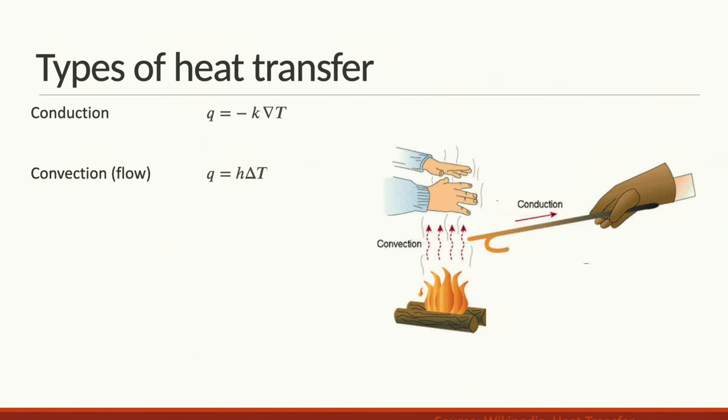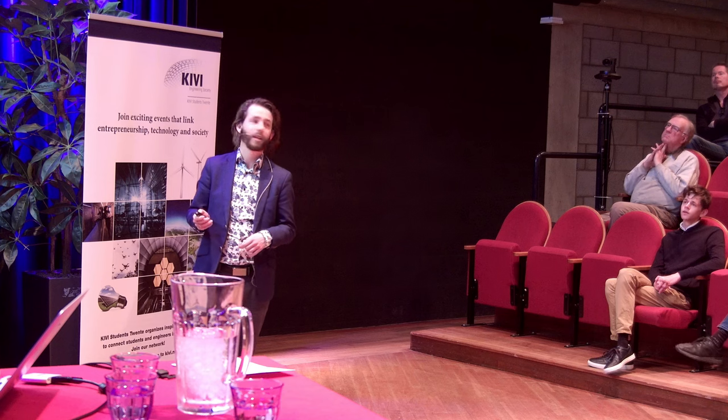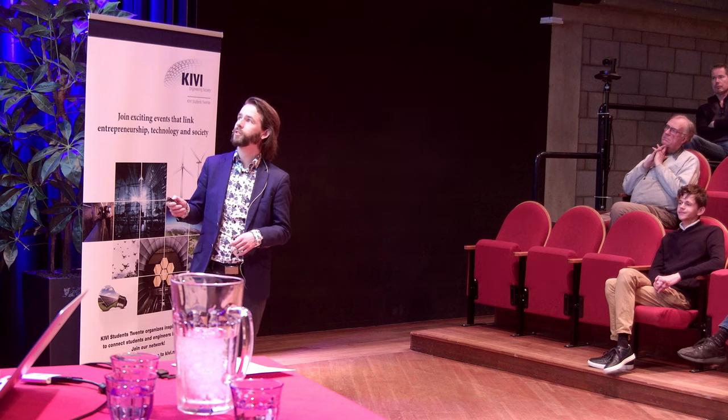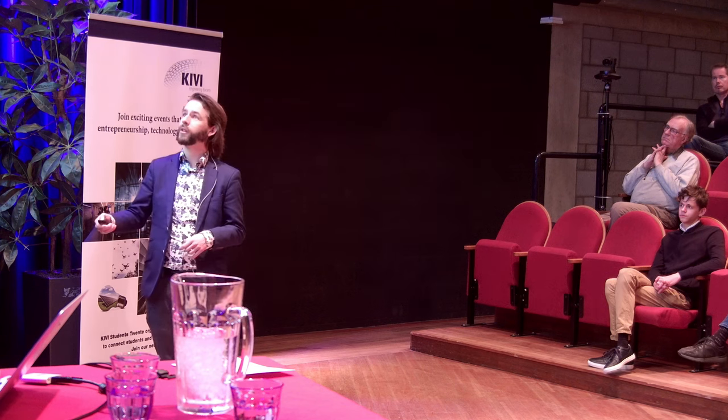You can also have convection, so hot air, for instance, is passing through your fingers. And the third one is radiation. So you have thermal radiation just going from the source towards your hands, for instance. And of course, when you're cooling, the heat flow goes from the hot surroundings towards the cold object. So we want to prevent this heat flowing in from the surroundings.